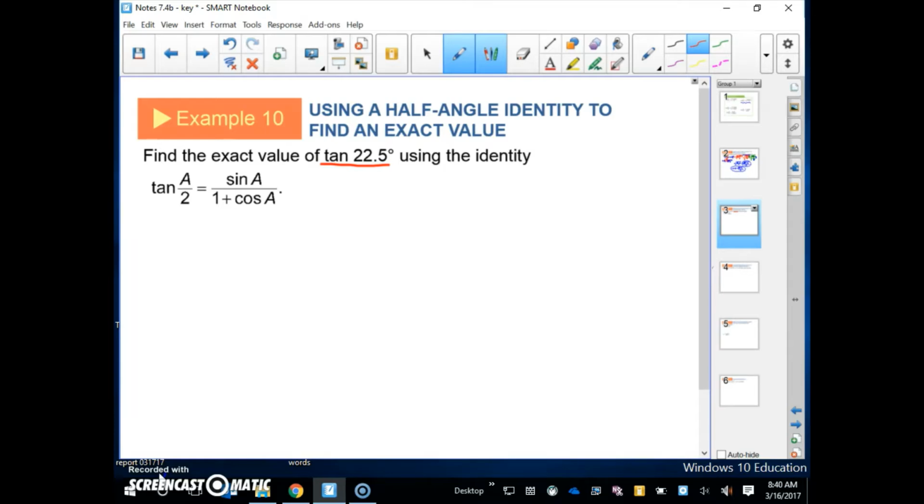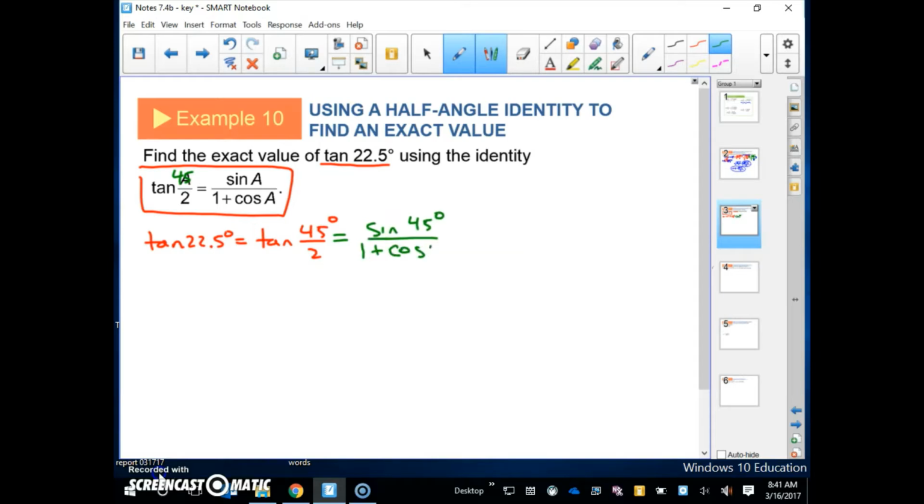Okay, if I wanted to find tangent 22.5, it's nice to notice that 22.5 is half of 45. Okay, and so notice that A in this formula is 45. A is not 22.5. A is 45. And so we're using this identity with A equal 45. Tangent 45 over 2 equals sine 45 over 1 plus cosine 45. Okay, A is 45. So we've got a couple of things that we know from our chart.